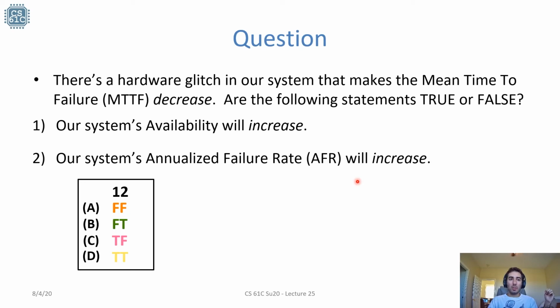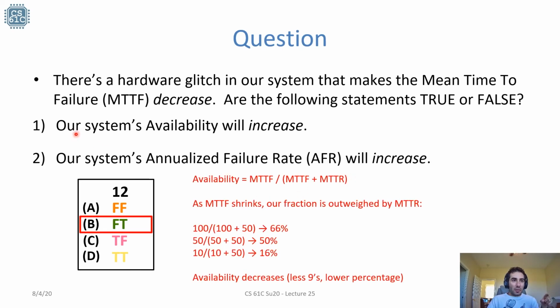Okay, well, let's look at each one. So, let's look at the first one. Our system's availability will increase. Well, remember the definition of availability is time to failure over time between failures. So as time to failure shrinks, the fraction is going to get outweighed by the fact that the time to repair does not get any better. So therefore this is false. The availability will decrease because now I have less time between each failure, right? And I still have a long time to repair as well. So my availability is still going to go down.